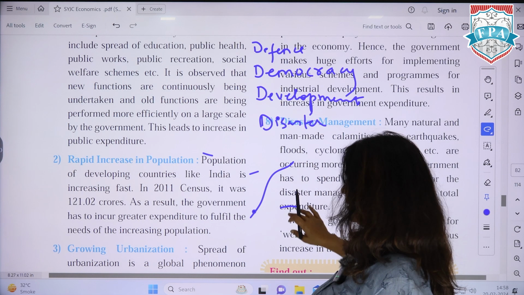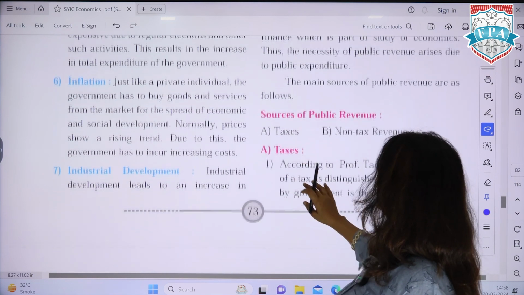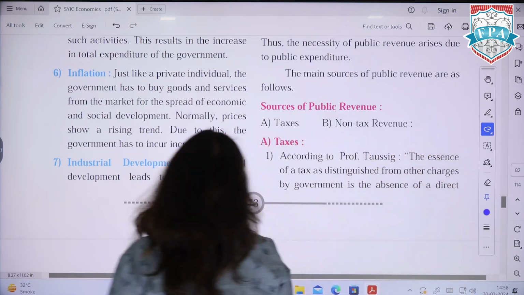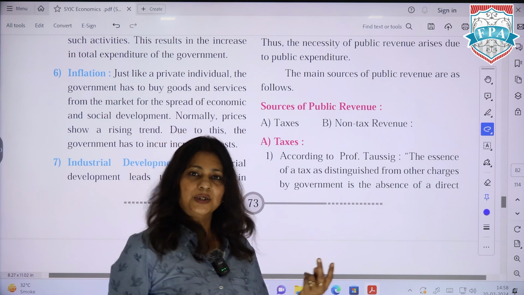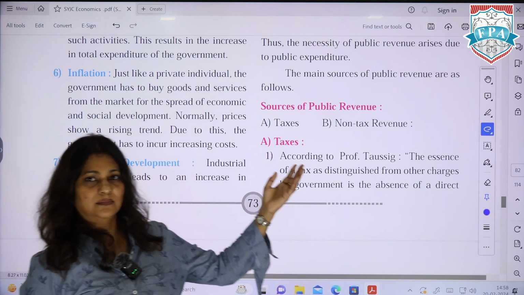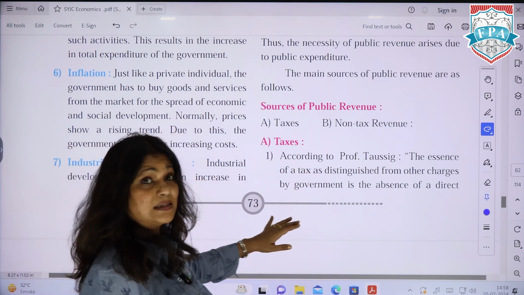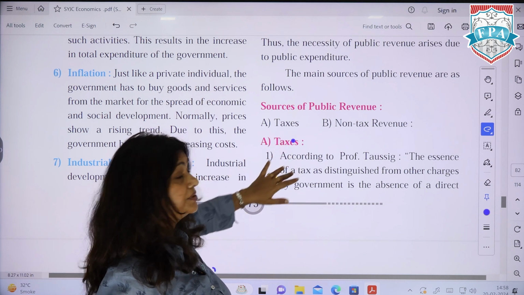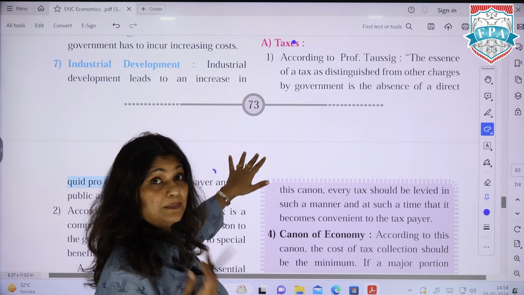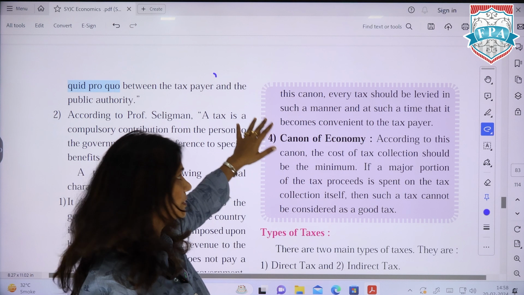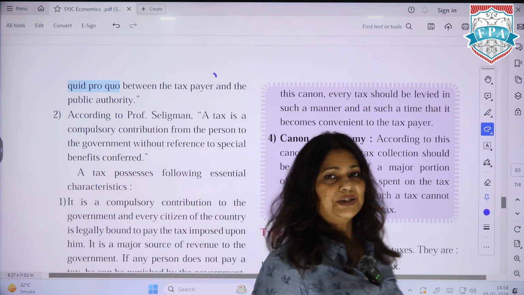Okay, now let's talk about public revenue. So public revenue comes from two places. One is taxes, direct tax and indirect tax. Direct tax is a tax on the person, which is better known as income tax. All of us understand, you will be reading this in your third year of degree college in India.